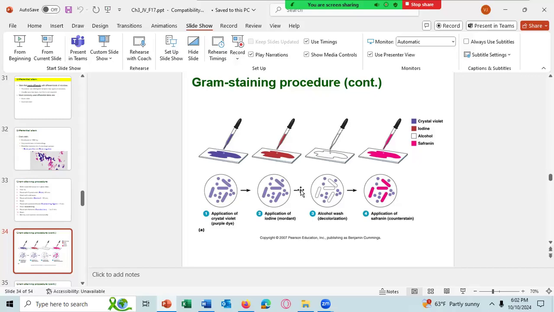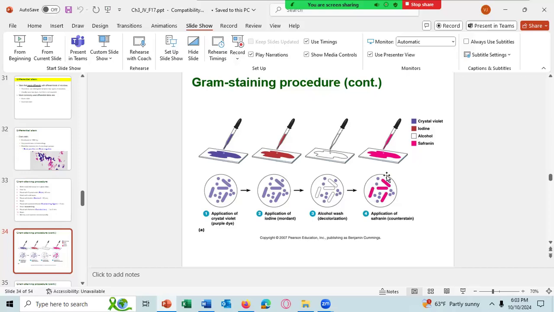You then apply the decolorizing agent, and it will remove the crystal violet iodine complex from the gram-negative cells, and they will appear clear, but it does not remove the crystal violet iodine complex from the gram-positive cells, so they will appear purple. So the decolorizing step is the differential step of the Gram stain, because this is where the cells have two different appearances, two different colors, so to speak. Although that's not really a color, but we're just going to leave it that way.